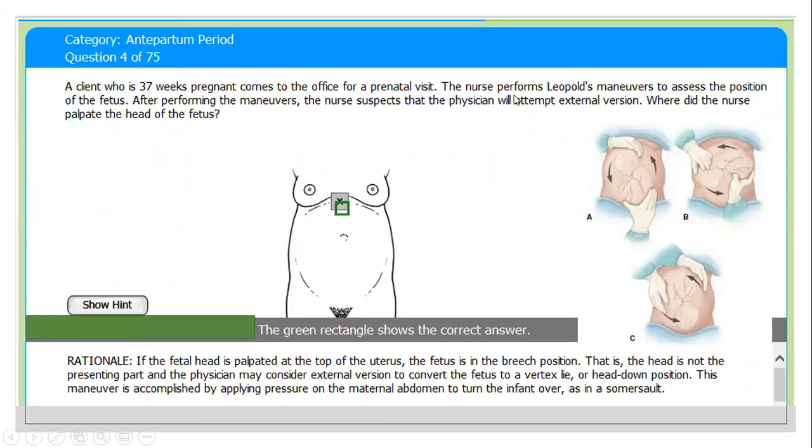So first of all, if you ask me what is Leopold maneuver, it is named after one of the physicians. His name is Christian Leopold. He was a gynecologist and obstetrician. So Leopold maneuvers are part of the physical examination of the pregnant woman.